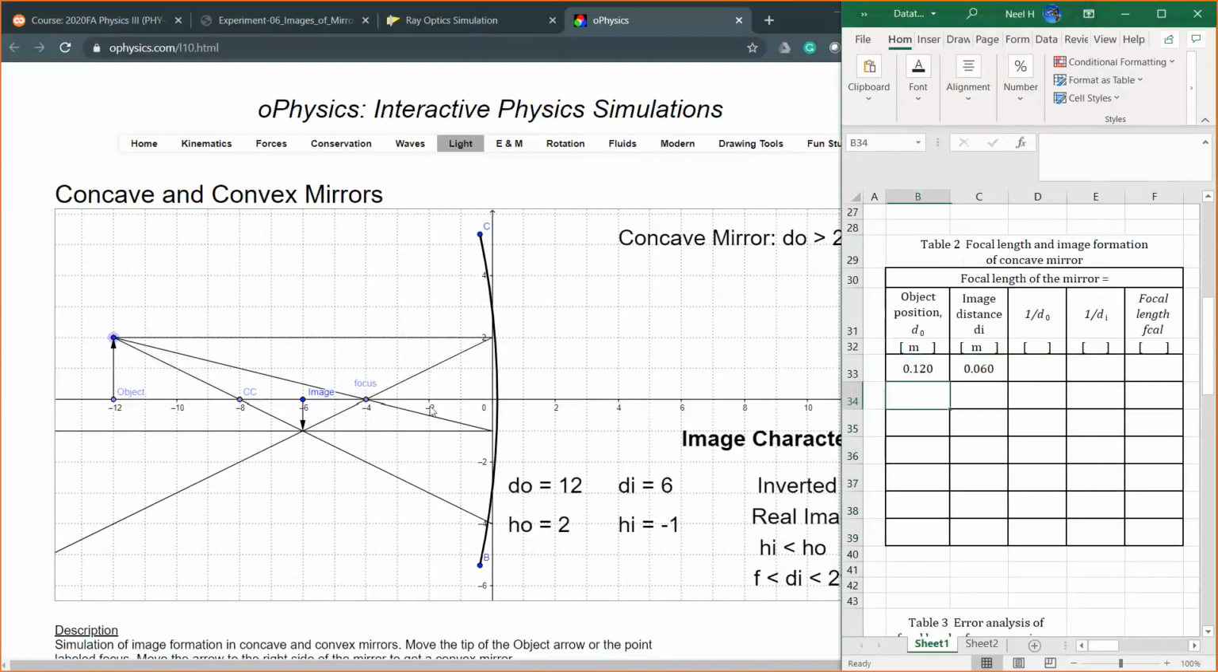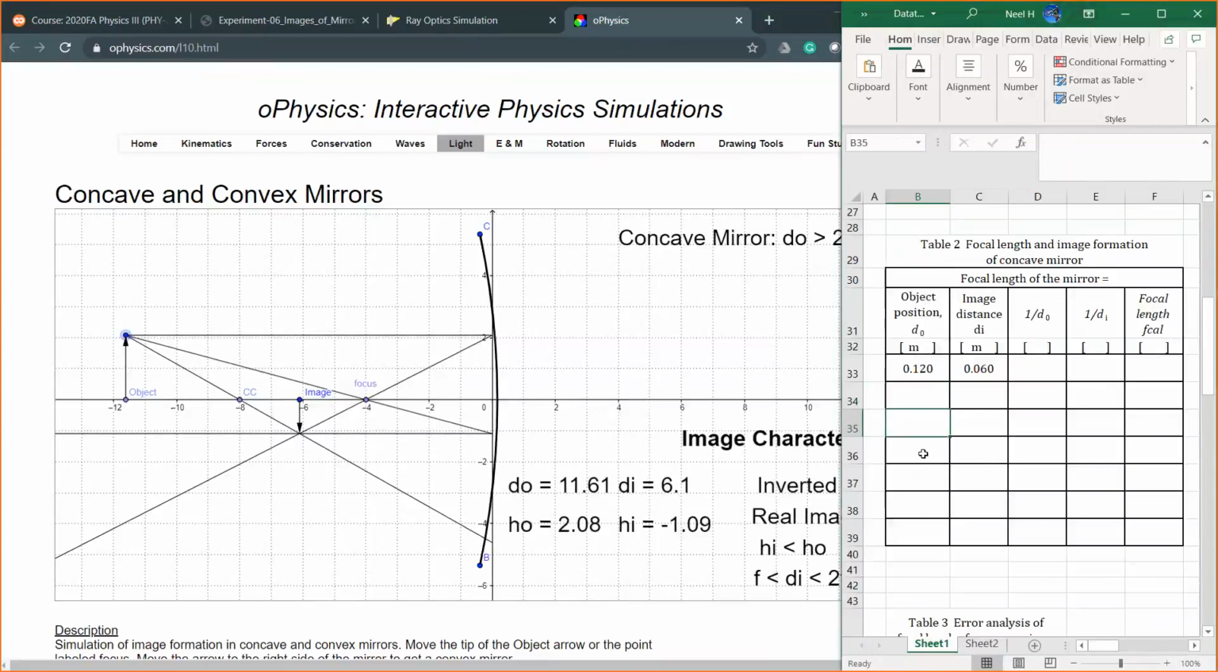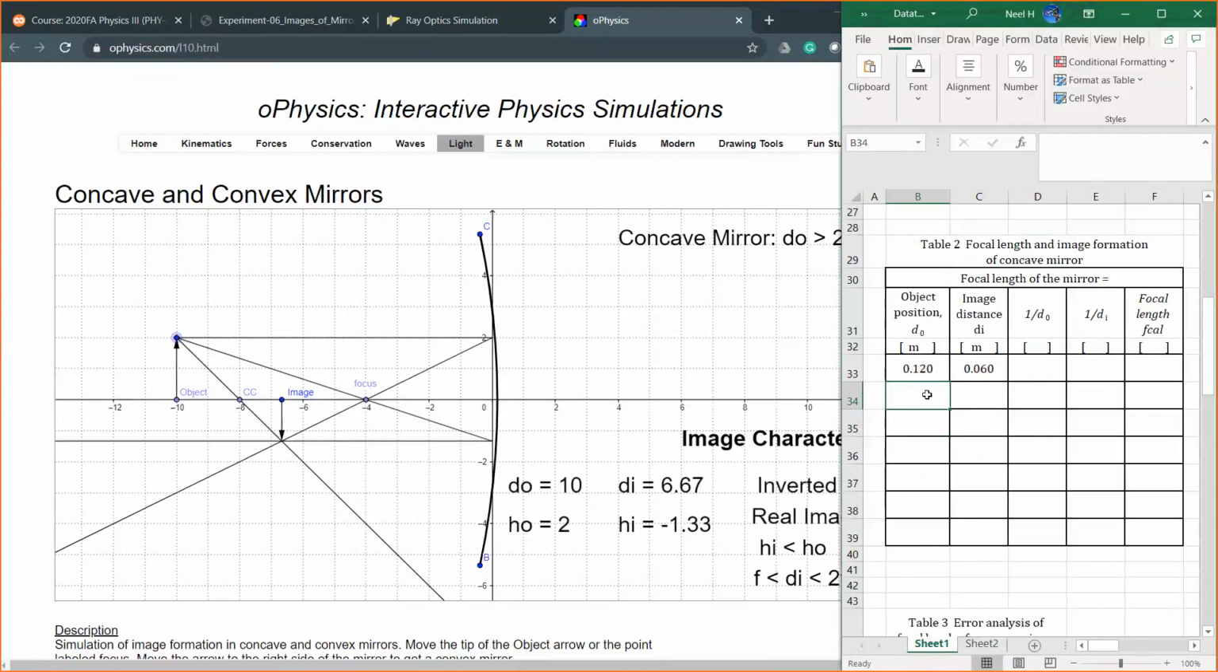Now all we have to do is change the object location and then observe the image location. To change the object location, bring the cursor on top of this arrow; the cursor changes into a hand sign, then click and drag. How many data points can I take? 3, 6, and 7. So let's go about 2 at a time. Now I'm at a 10 centimeter object distance, which means 0.10.